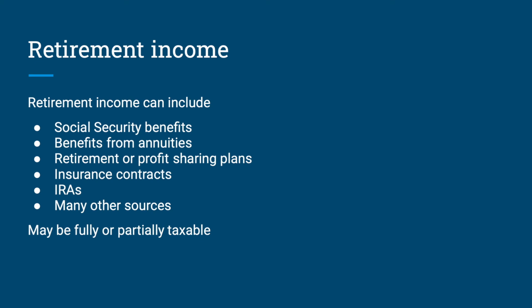And so moving on to one of the last clumps of income in this lecture, we're going to talk about retirement income. Retirement income can include a lot of different things, but some of the main ones that we will see are Social Security benefits, benefits from annuities, retirement or profit sharing plans, insurance contracts, IRAs, and many other different sources of retirement income. And generally, they're going to be fully or partially taxable. In some cases it's not going to be taxable, but most of the time it will be fully or partially taxable.